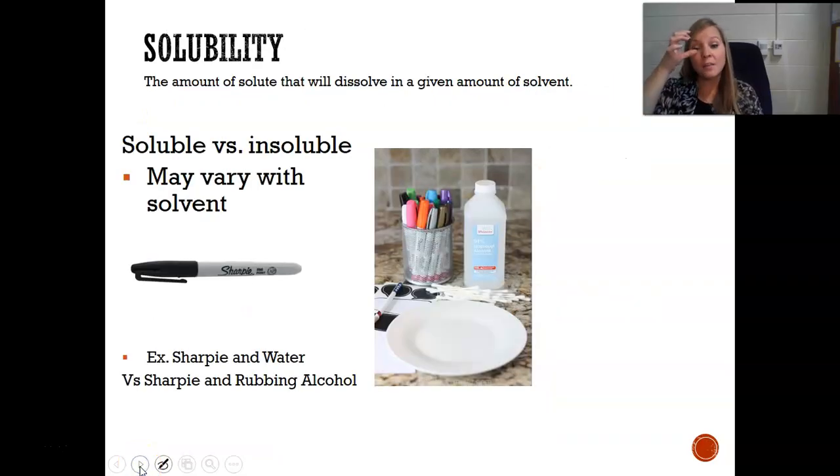All right, solubility is the amount of solute that will dissolve in a given amount of solvent. So it's either going to be soluble, meaning it will dissolve, or insoluble, meaning it won't. And this varies with the solvent. So guys, a good example of this is Sharpies and water. Water does not dissolve Sharpie, right? It stays. But rubbing alcohol does.